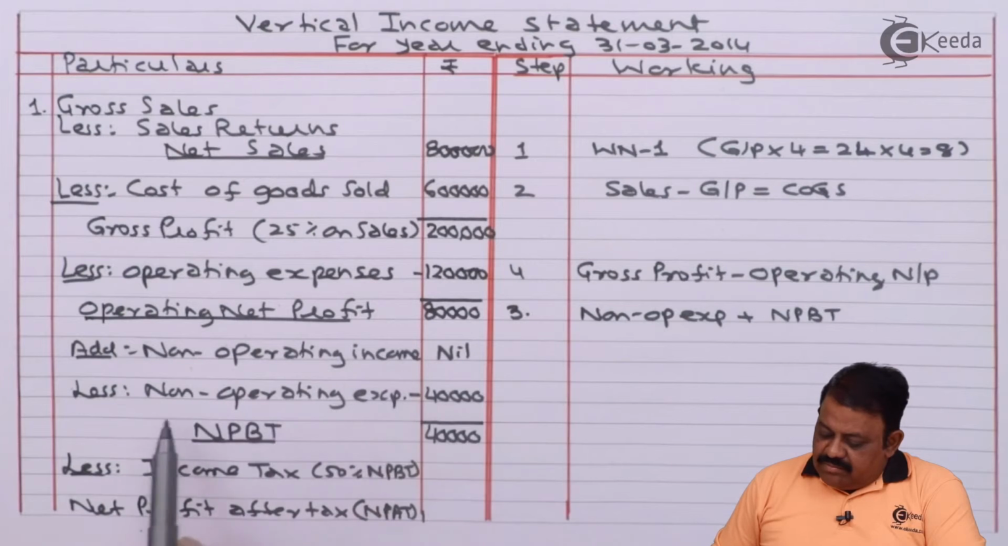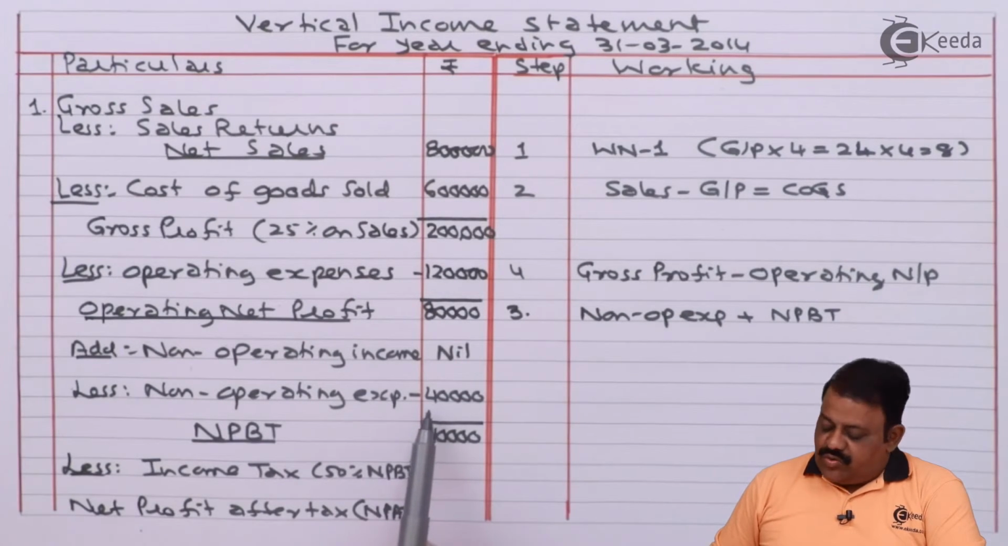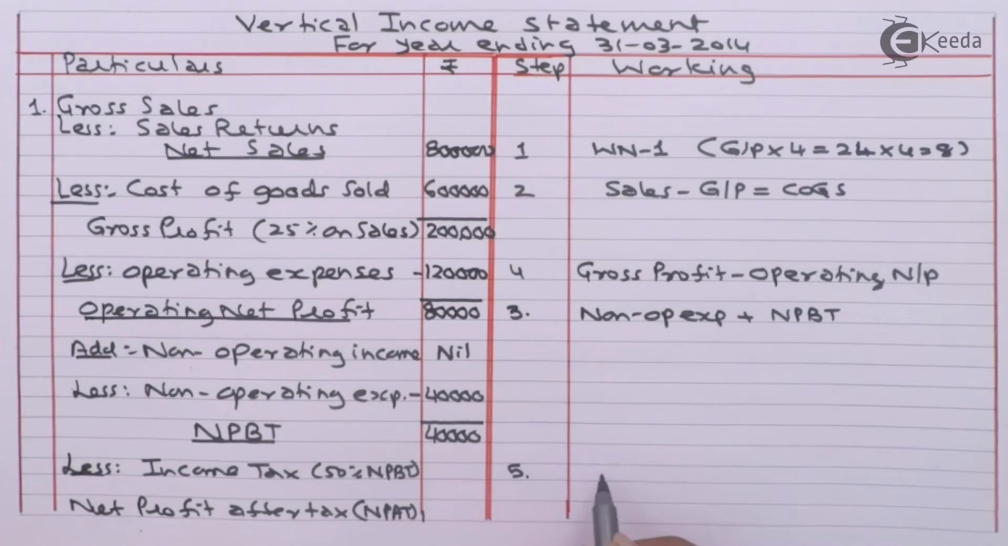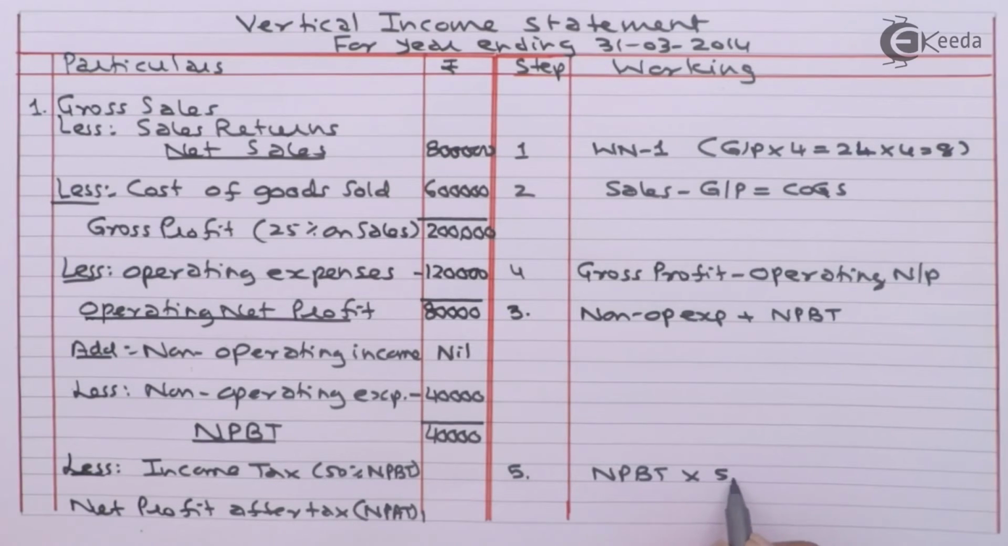There is no operating income. So from 80,000 we have deducted non-operating expenses, which is given in the question, 40,000. We have arrived at net profit before tax 40,000, less income tax 50%. So net profit before tax multiplied by 50%, it will be 20,000. So 40,000 minus 20,000. Finally, net profit after tax, we got 20,000.